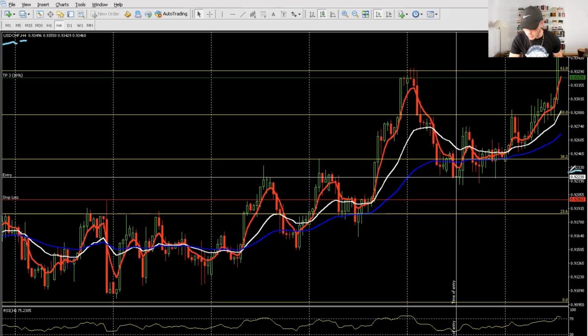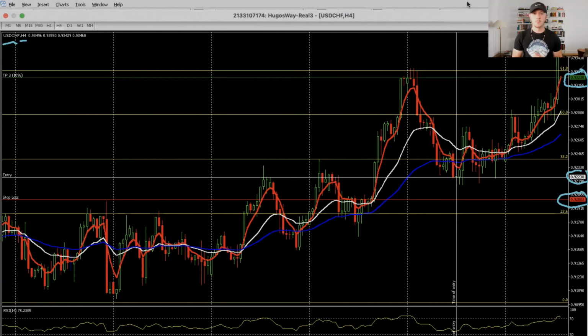You can see our entry point being right here at 0.9223. Our stop loss being here at 0.92003, so risking 30 pips on this trade. And then our take profit was up here around the 61.8 zone on the Fibonacci at 0.9323 for a 100 pip gain. So looking to make 100 pips on this trade and also risk 30 pips on this trade. So definitely a nice risk to reward ratio. I'm going to show you guys a few reasons why I took this trade. So let's check it out.